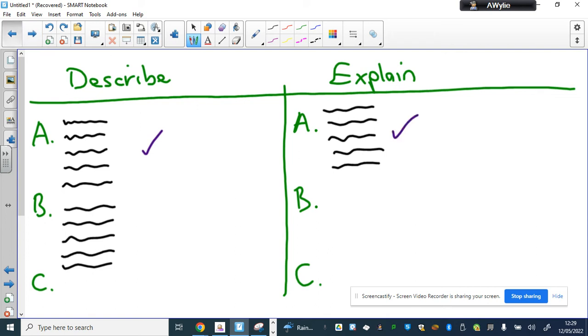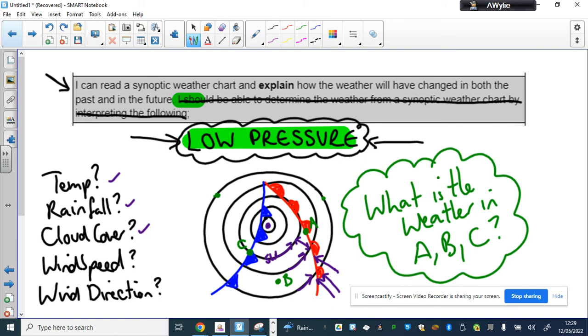So what about area B? Well, area B is also going to be warm because, and the explanation is, it's in the warm sector. It's going to have scattered showers because it's in the warm sector. There's going to be intermittent cloud or broken cloud because it's in the warm sector.